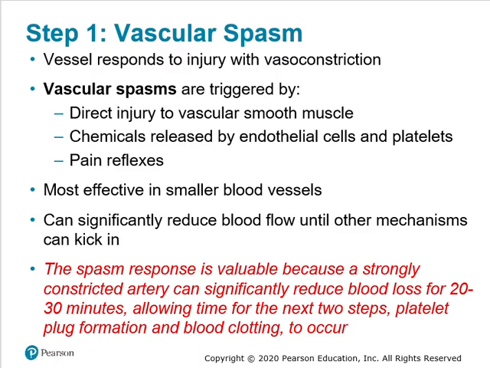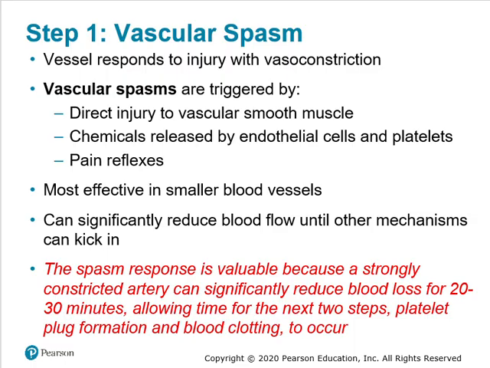Remember, vascular refers to blood vessels. And vascular spasms are triggered by direct injury to vascular smooth muscle, the release of chemicals by the inside lining of those blood vessels and by platelets, or chemicals released by endothelial cells and platelets, and pain reflexes as a response to injury.